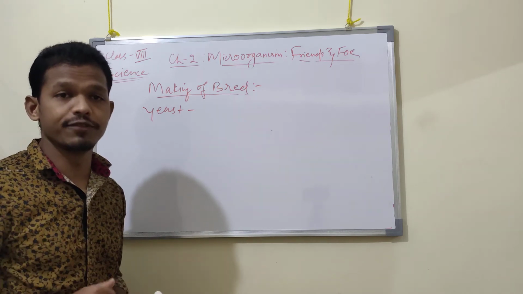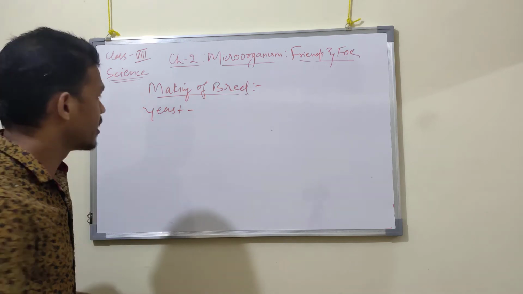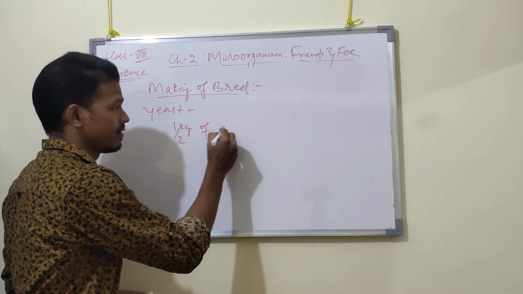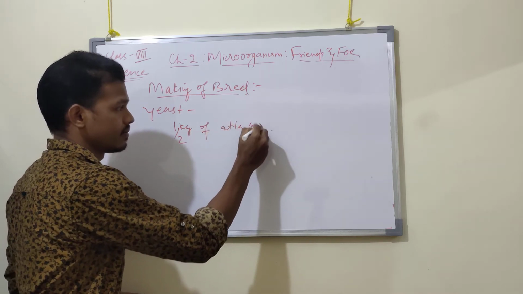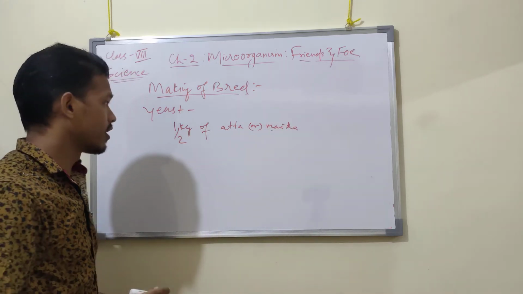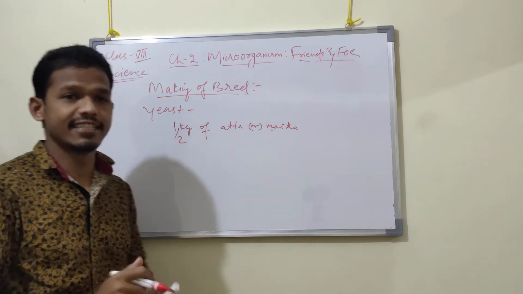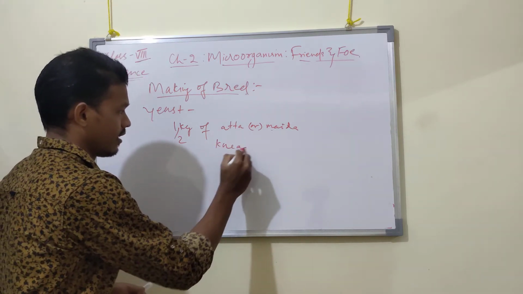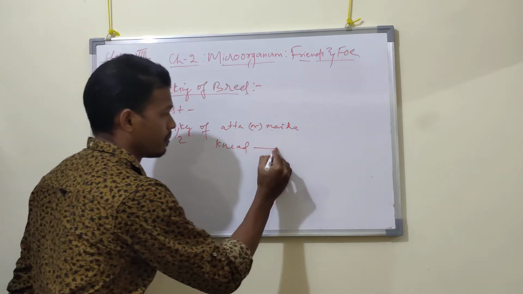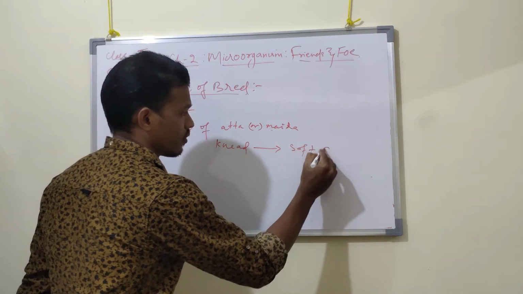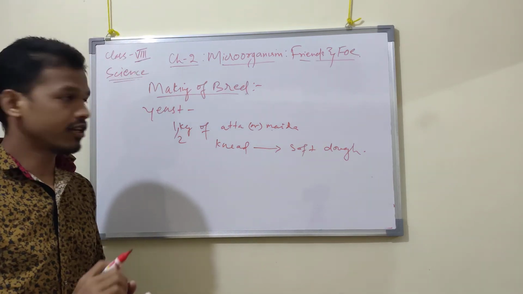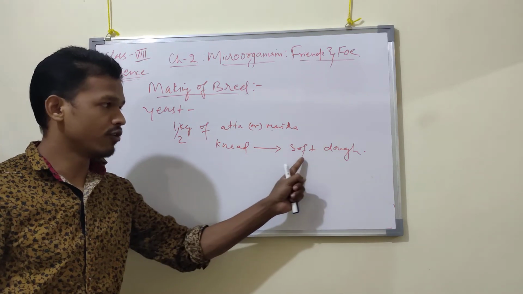For example, take an activity. Take half kg of atta or maida. You add some water and knead it. Knead nicely, and after that you make a soft dough. After kneading it properly, you make a soft dough.